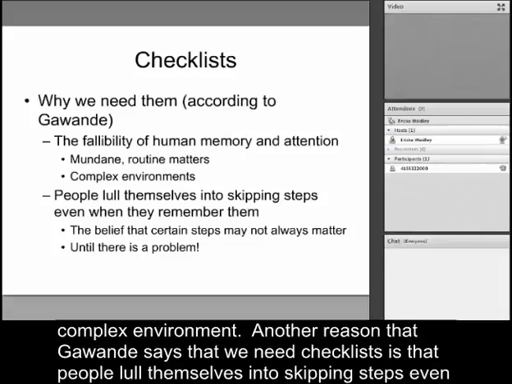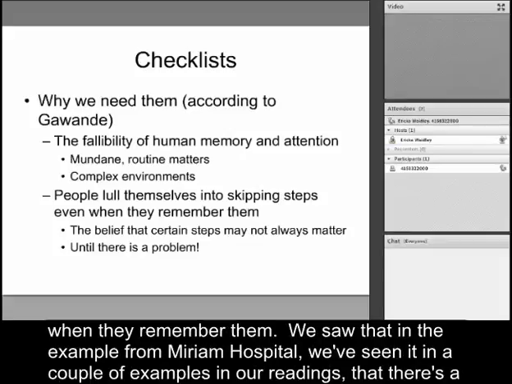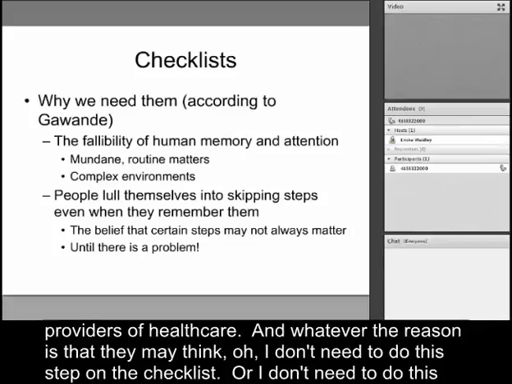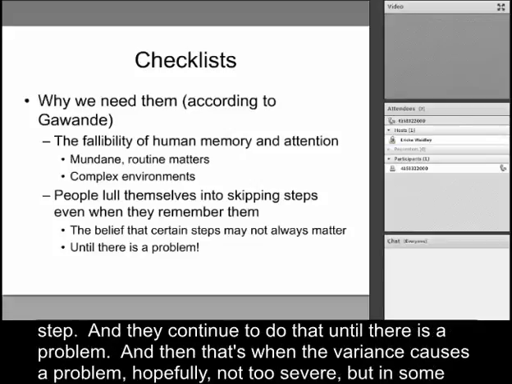Another reason that Gawande says that we need checklists is that people lull themselves into skipping steps, even when they remember them. We saw that in the example from Miriam Hospital. We've seen it in a couple examples in our readings, that there's a belief that certain steps may not always matter. So here you get back to the individual culture, background, beliefs, education of all of the providers of healthcare. And whatever the reason is that they may think, oh, I don't need to do this step on the checklist, or I don't need to do this step, they continue to do that until there is a problem.